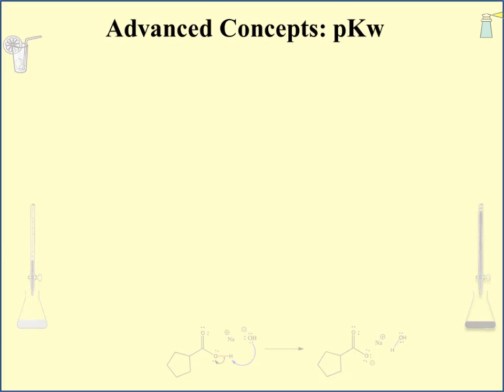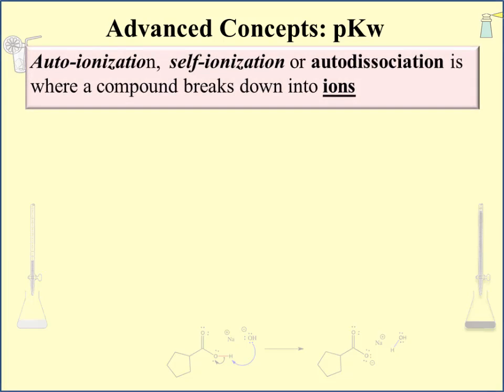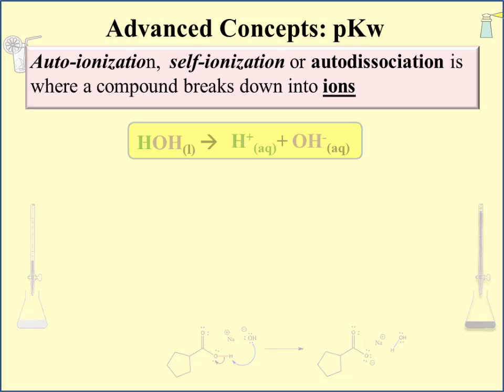The dissociation of water serves as a foundation for the dissociation of acids and bases. Autoionization, self-ionization, or autodissociation are terms that represent the breakdown of a compound into ions. While an infrequent occurrence, a molecule of water, H2O, will break down into a hydrogen ion and a hydroxide ion.